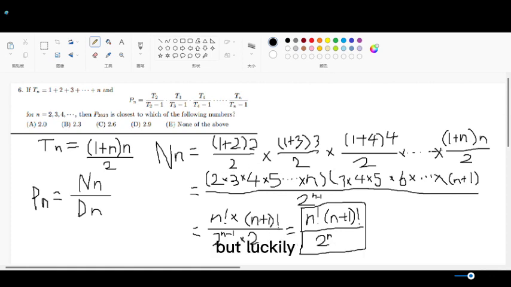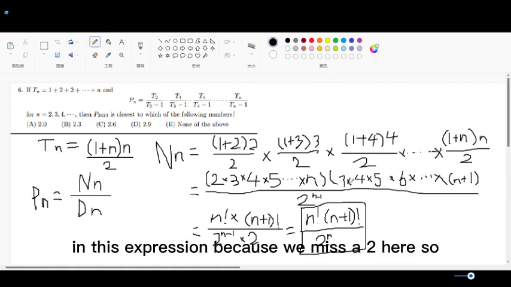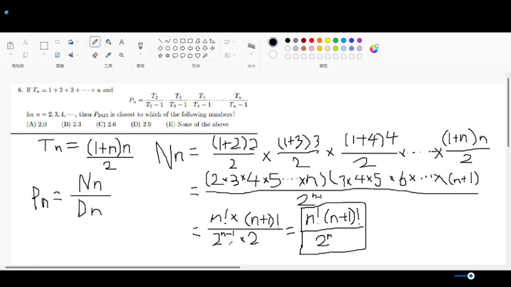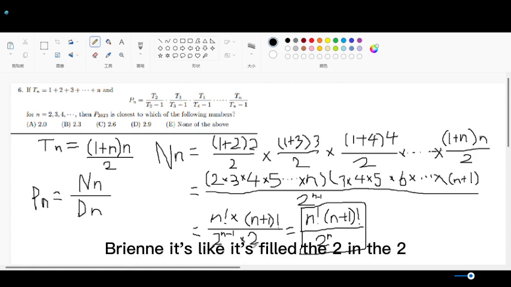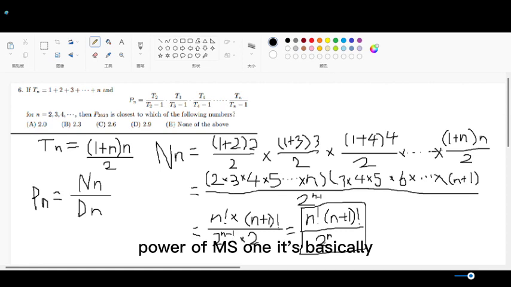But luckily, the 2 is divided in this expression because we miss a 2 here. So it fills the 2 in the 2 to the power of n minus 1. It's basically n, so this makes the expression n factorial times n plus 1 factorial divided by 2 to the power of n. Okay, so that's n, which is here. Okay, so now we'll focus on dn.